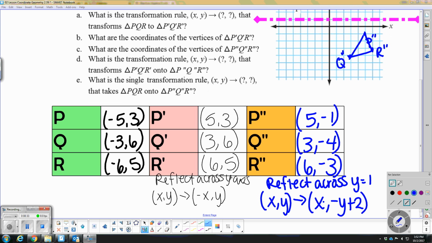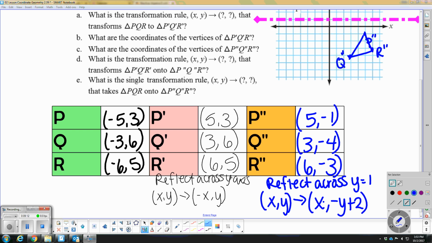So looking at our points, to get from P prime to P double prime, we keep our X values the same, but our Y values, if we were reflecting just strictly over the x-axis, our y values would be the opposite. But since we're reflecting over the y equals 1 line, we're going to add 2 because we want the points to be the same distance away from y equals 1. So if it's 3 points above y equals 1, it's going to be 3 points below y equals 1 now.